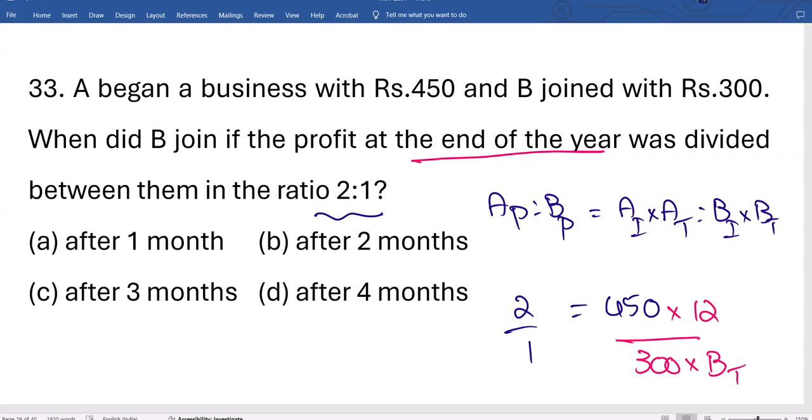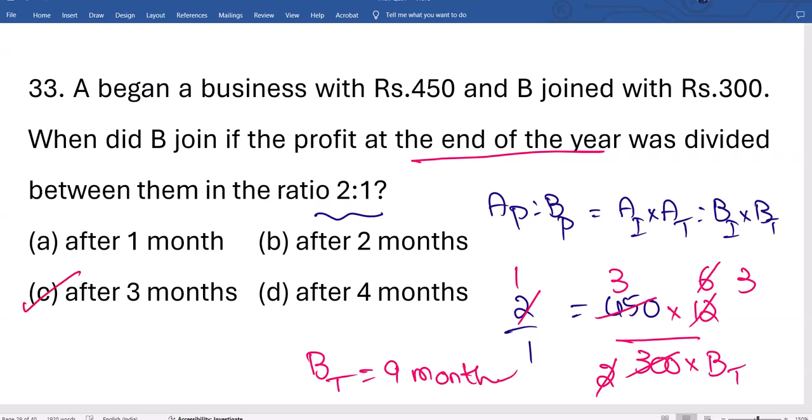Now this is 15 3 times, 15 2 times, 2 once, 2 6 times, 9 months. Yes. B available for 9 months means he joined after 3 months. A started, he is there for entire 1 year. B joined after some time. B available for 9 months means B joined after 3 months. Understand that. So answer should be 9 months.